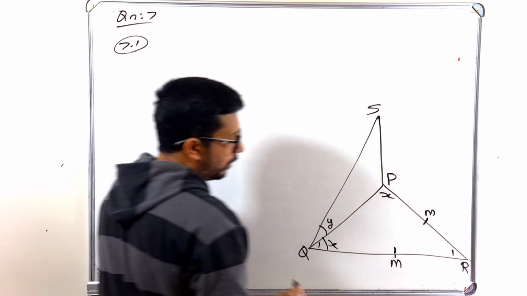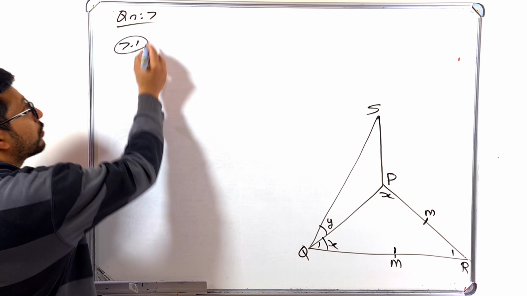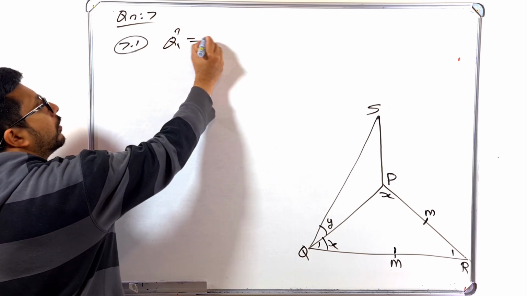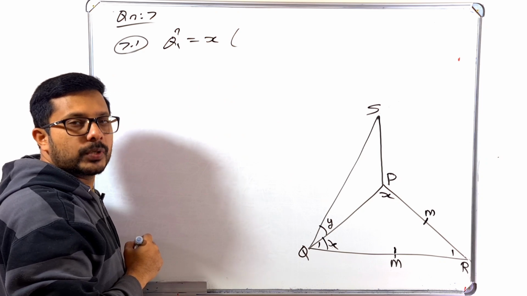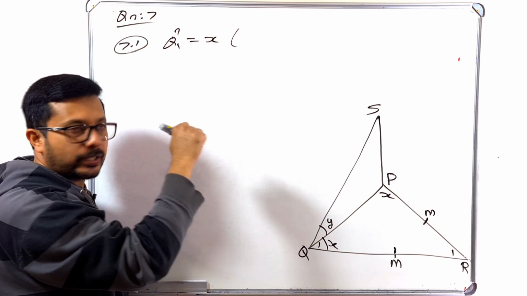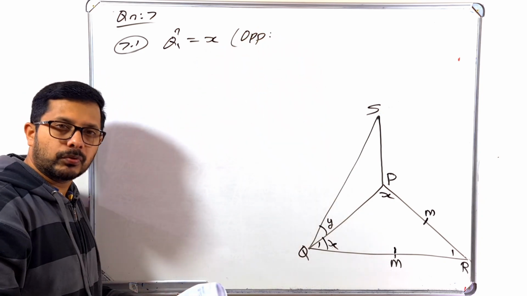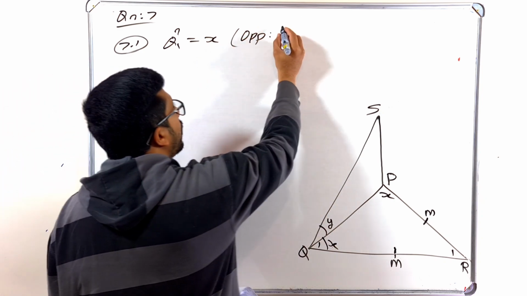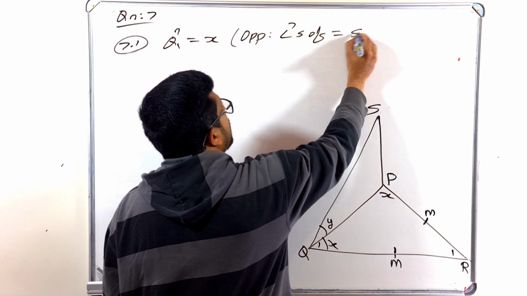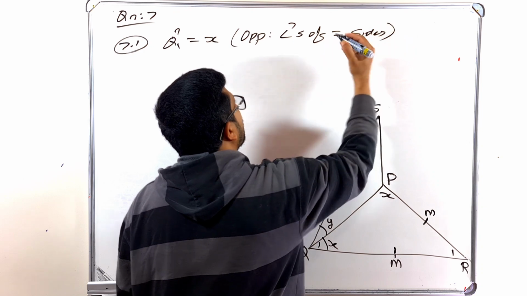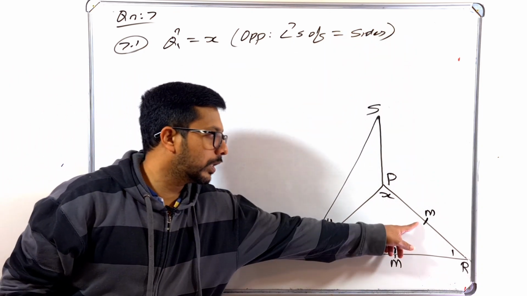So here I told you if this one is X, this is also X. So first we have to write Q1 is equal to X. What is the reason? Opposite angles of equal sides in geometry. It is not compulsory to write it, but in case one mark is allocated for the reason, you can just write it like that. So Q1 is X because these two sides are equal.